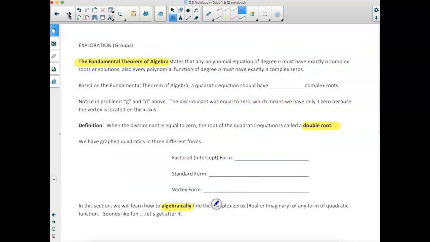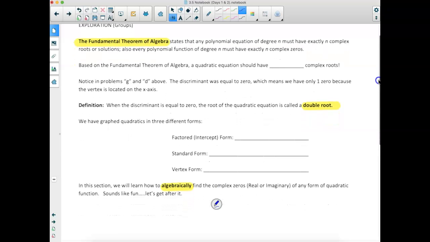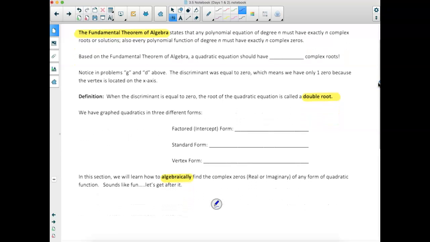Okay, moving right along, exploration and groups. Well, we're not going to do a lot of group exploration because you're at home, but I have highlighted the fundamental theorem of algebra. It's a very important theorem. It states that any polynomial equation of degree n must have exactly n complex roots or solutions. Every polynomial function of degree n must have exactly n complex roots.